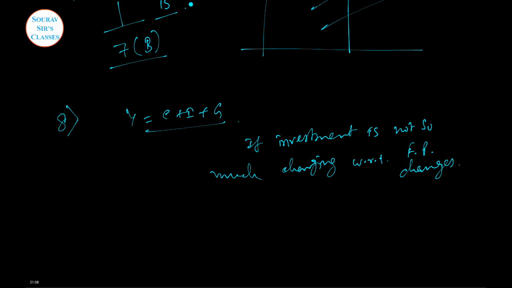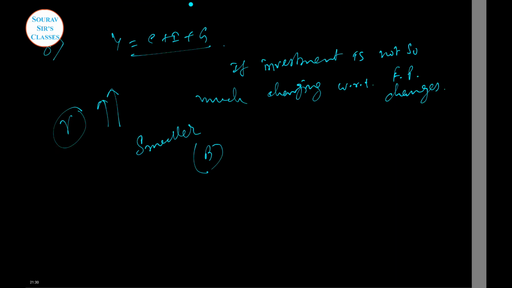Directly we can say the change in the rate of interest is too high, and the responsiveness of investment is very small. So simply smaller responsiveness and a very high interest rate change, so we will go with option B. So that's it. Now next is question number 9.